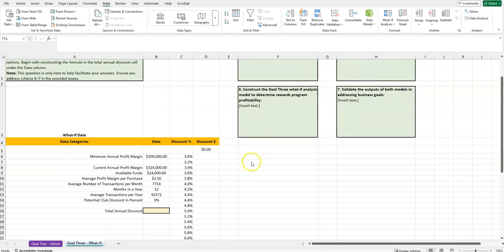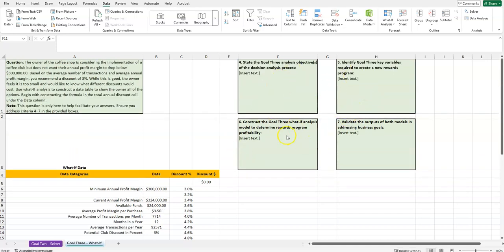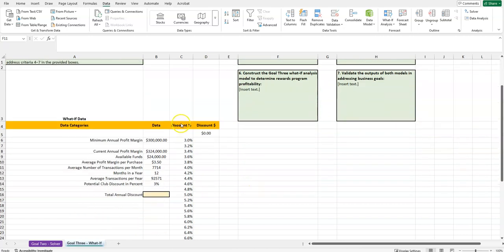I will walk through the mechanics of how to do this, and of course you all will have to answer the questions in the green blocks here along with your presentation that's required to be submitted. The first thing we do is look at the data. The minimum profit he wants is 300,000. His current profit is 324,000. That tells you right there that he can only afford a rewards program that will cost $24,000. Otherwise, he'd reduce his total profit below 300,000.